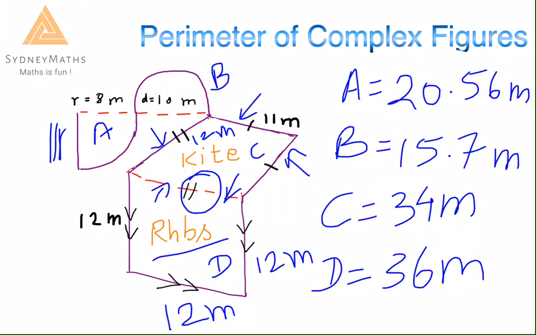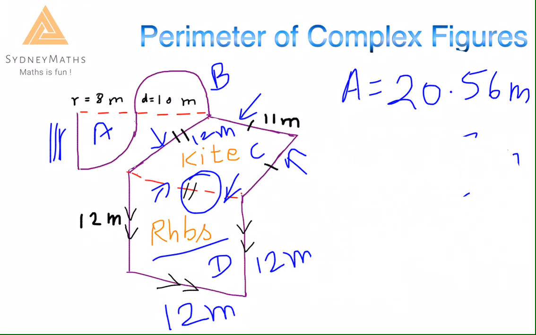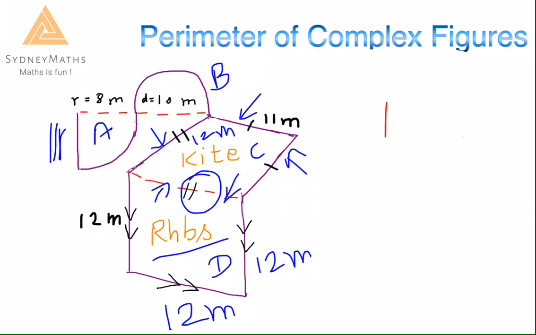Now to find the perimeter of the entire object, all that we have to do is add all the perimeters together of the various parts, and that comes out to be 106.26. So the perimeter of the entire object is equal to 106.26 meters.